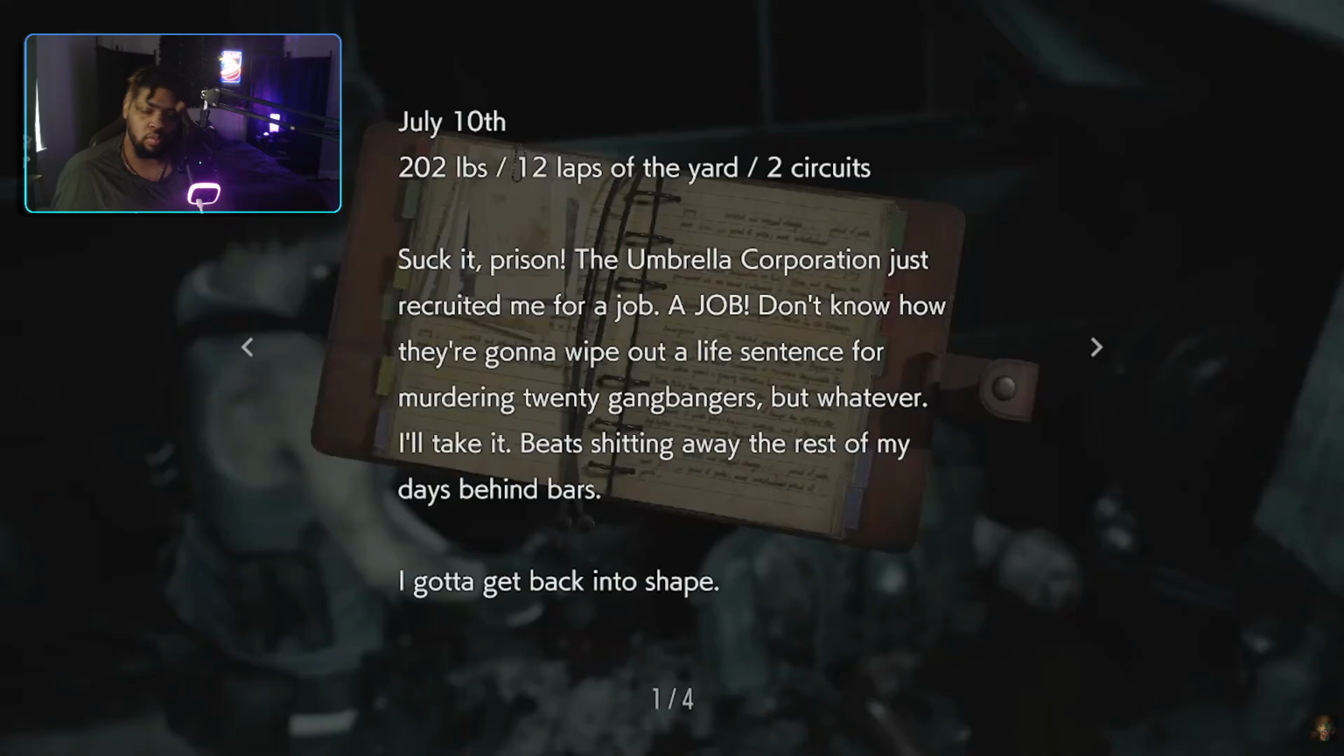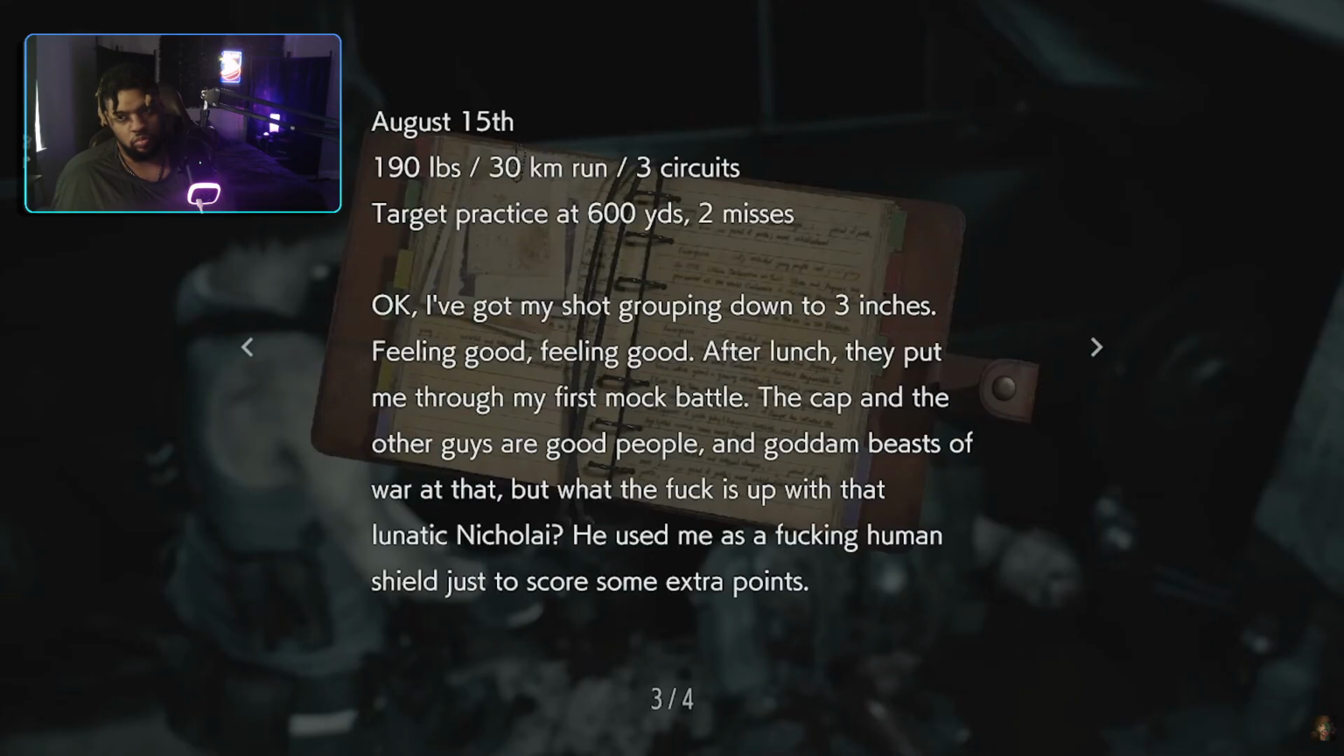Looking at Murphy's journal, it appears that Umbrella were recruiting former soldiers, just like Murphy himself, who was in prison because he'd murdered 20 gangsters as a revenge for them having gunned down his brother. He was recruited into the UBCS. During his training, he had suspicion about someone called Nikolai, assumed to be the man who shot him, referring to him as a lunatic, and it seems the two trained together upon joining the UBCS.